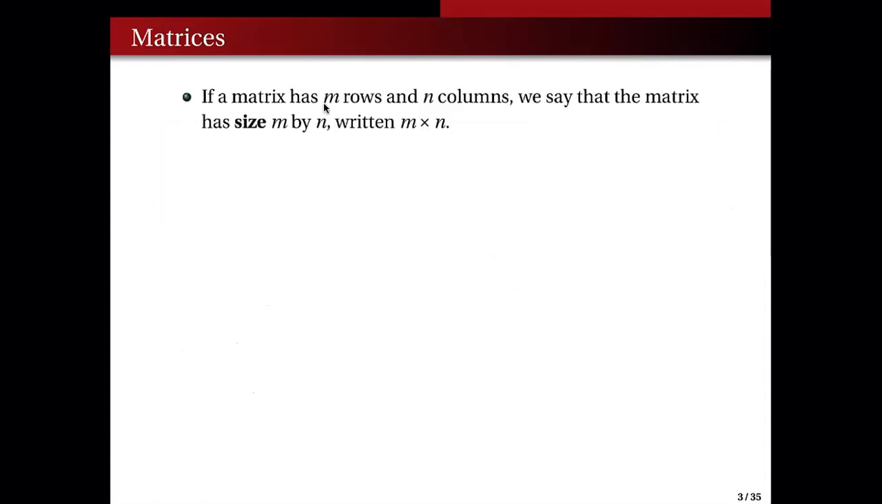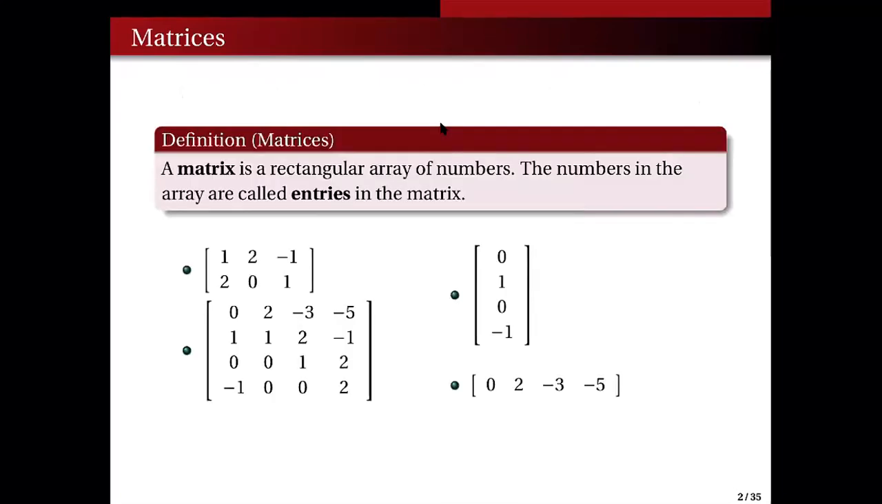Now, if a matrix has m rows and n columns, we say that the matrix has size m by n, and we write it m times n. If we go back to this example, we usually write the size as a subscript of the matrix. So this has two rows and three columns, so you have here 2 by 3. It's read 2 by 3, or 2 times 3 if you wish.